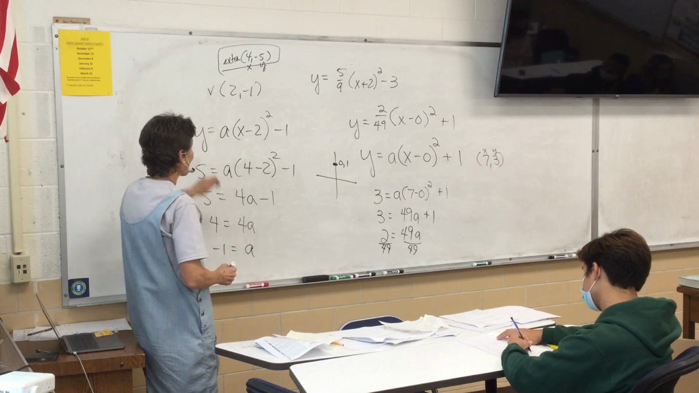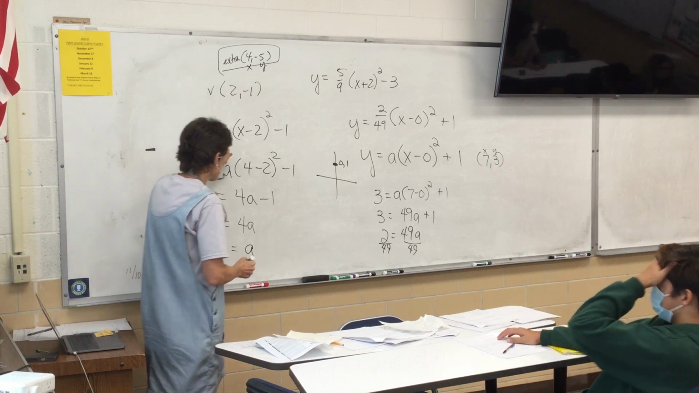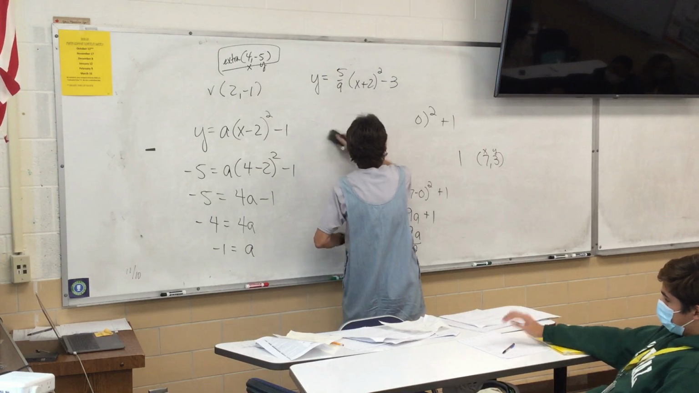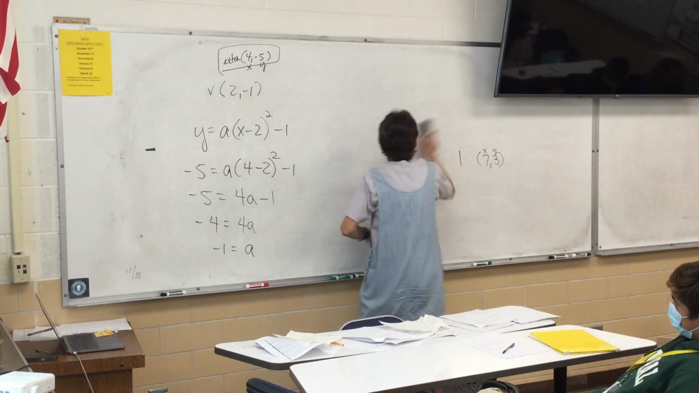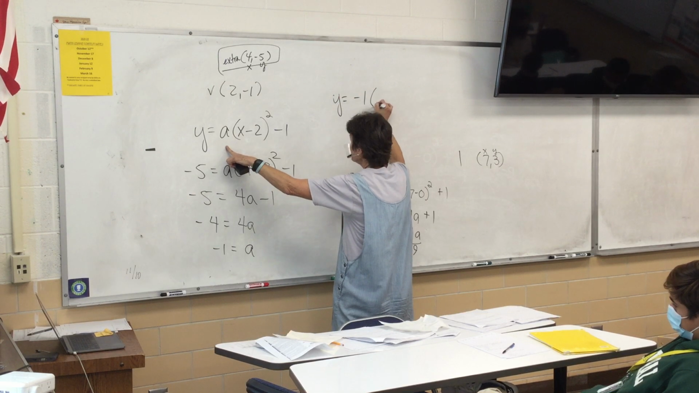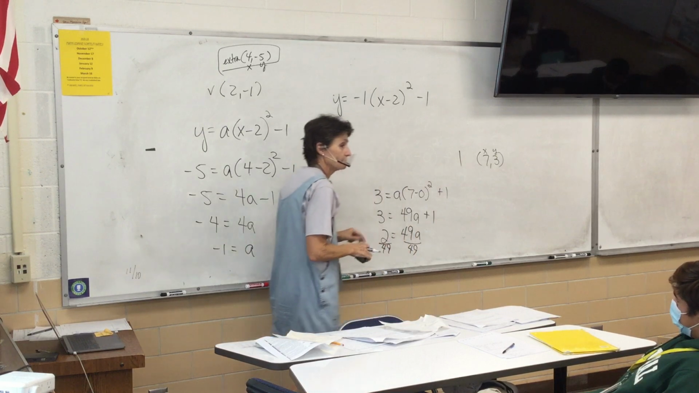Then you go back to your equation, and where it said a, you are now going to put in negative 1. So your answer is y equals negative 1, x minus 2 squared minus 1.